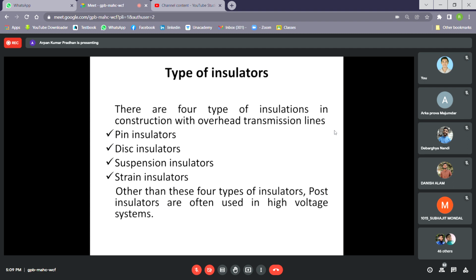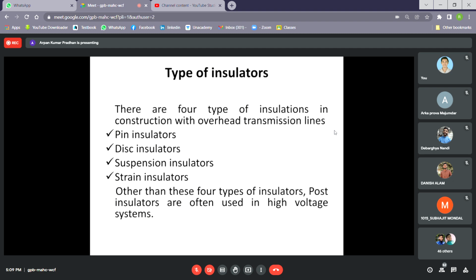Besides the pin insulator, there is another type known as the disc insulator. In the disc insulator, the construction is a little bit different. Generally the conductors are hung from the insulator, and the upper portion is connected to the cross arm. And number three is the suspension insulator.